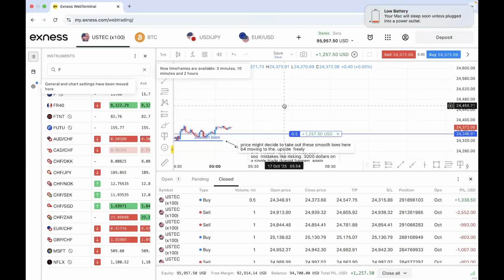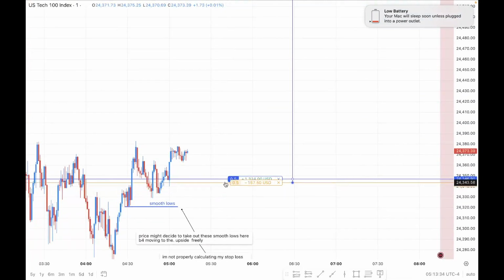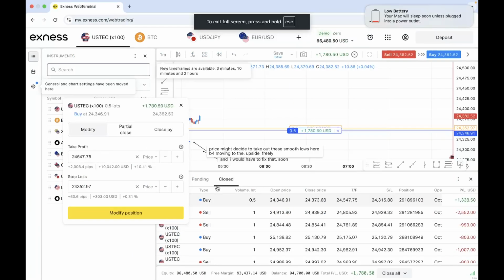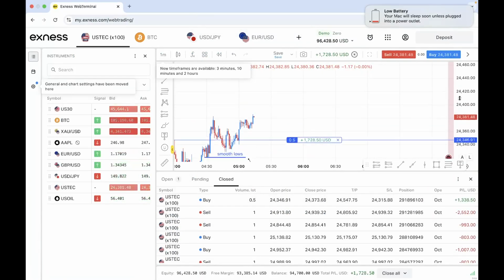So I pointed out the high, which was my fake buy breakout. And at this point, I was thinking, should I take off partial out there, or what should I do? I locked in profit of $300 there.